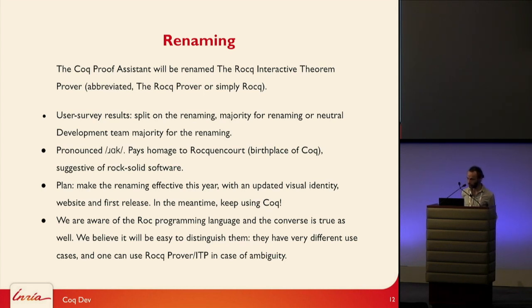So the plan is to make the renaming effective this year with an updated visual identity, website, and the first release. In the meantime, please still keep using the Coq name until we have something you can really point to. And we are aware that there is a programming language being developed that's named Rock, and the converse is true as well. They know that we are renaming to Rocq, and it's going to be fine. Of course, if you need to disambiguate, you can always qualify Rocq Prover, Rocq ITP, if there is an ambiguity.